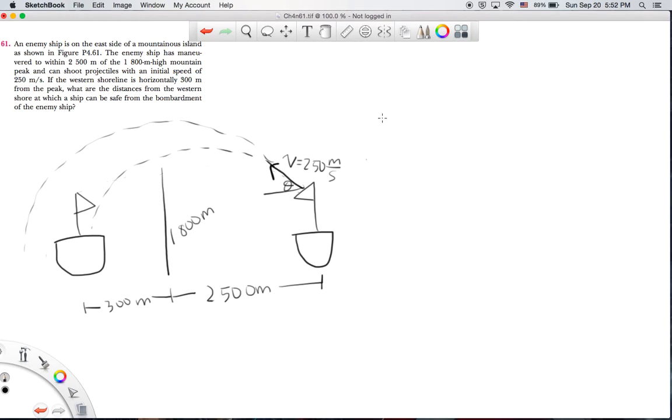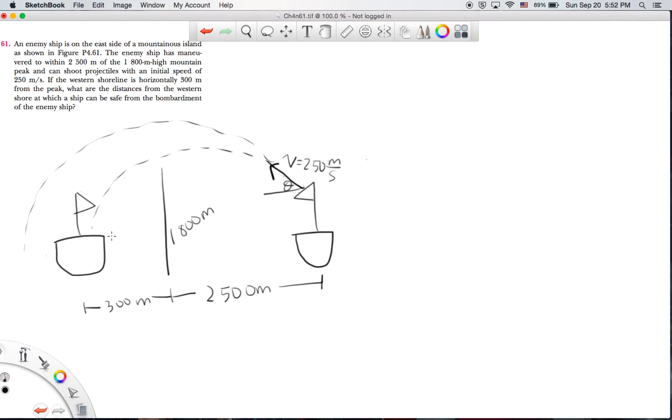So, first of all, this diagram looks a little different from the one in the book because they flipped west and east, and that got really confusing. So, this is just a diagram of what's happening. The enemy is here on the east side of the mountain peak, and they shoot missiles over the mountain that's 1,800 meters high. And we're here on this side, and there's a western shore that's like 300 meters from the peak.